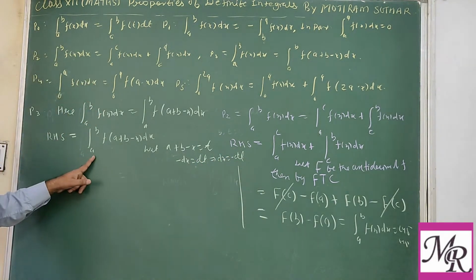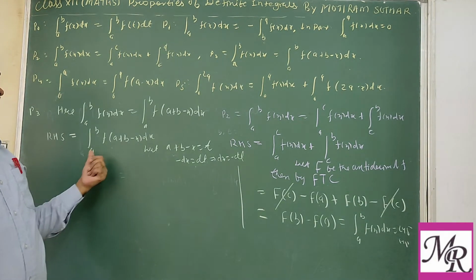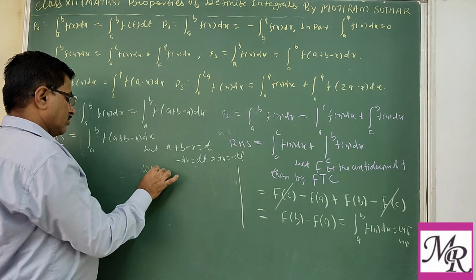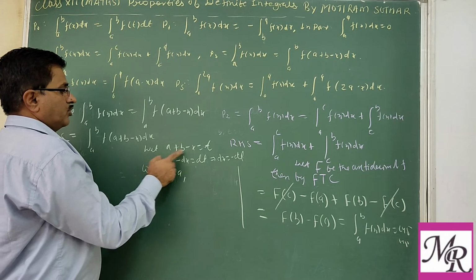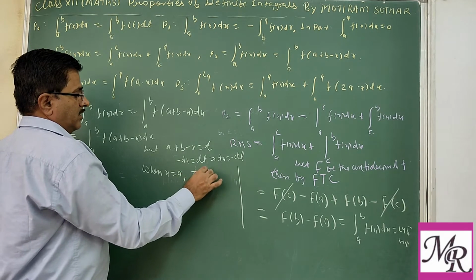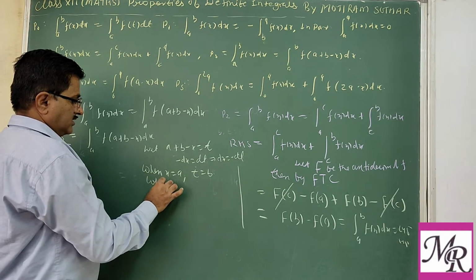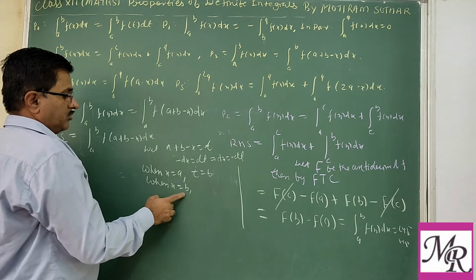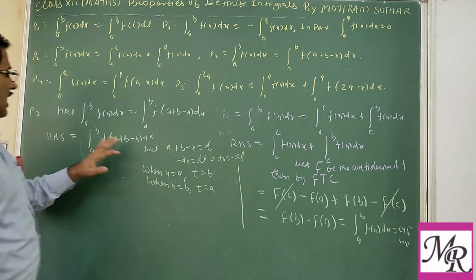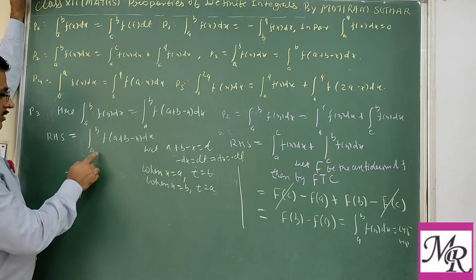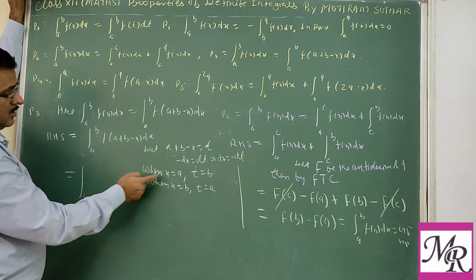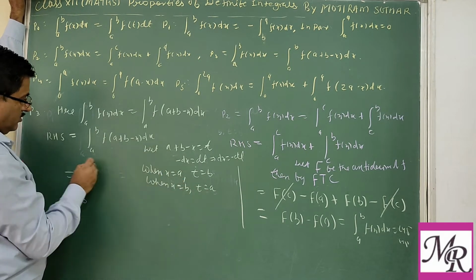Now also we change the limit according to the new variable. So this is x equal to a and x equal to b. When x equal to a, put here a. So what will be t? Here a minus a cancels, so t will be b. And when x equal to b, then b cancels, t equal to a. So now the right hand side can be written with the new limits: when x equal to a, t is b, and when x equal to b, t equal to a.